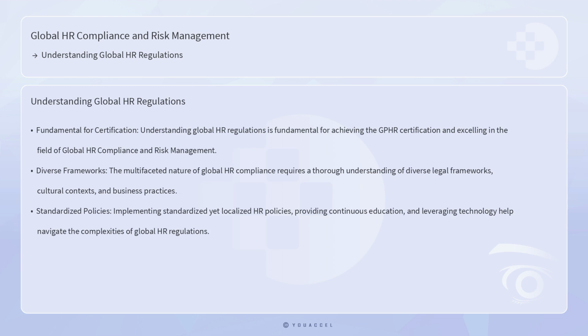In conclusion, understanding global HR regulations is fundamental for achieving the GPR certification and excelling in the field of global HR compliance and risk management. The multifaceted nature of global HR compliance requires a thorough understanding of diverse legal frameworks, cultural contexts, and business practices. By implementing standardized yet localized HR policies, providing continuous education and training, leveraging technology, managing expatriate assignments effectively, and upholding ethical standards, HR professionals can navigate the complexities of global HR regulations and mitigate associated risks. The insights gained from this lesson will equip HR professionals with the knowledge and skills needed to ensure compliance and foster a globally cohesive and legally sound organizational environment.